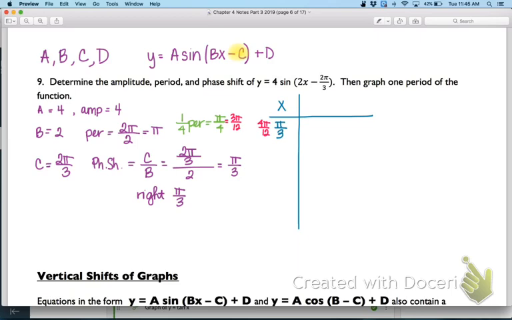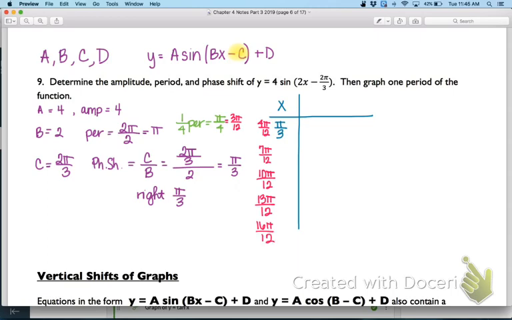Hold on. So using that common denominator, we can go ahead and count then. 4 pi twelfths plus 3 pi twelfths is going to take us to 7 pi twelfths. And then plus another 3 is going to be 10 pi twelfths. Plus another 3 is going to be 13 pi twelfths. And plus another 3 is going to be 16 pi twelfths. And that's where I'm going to stop.